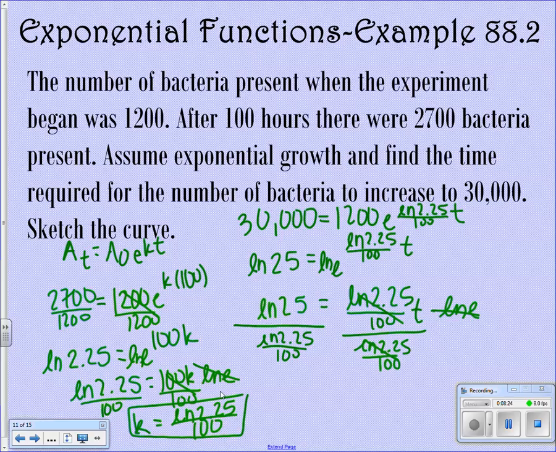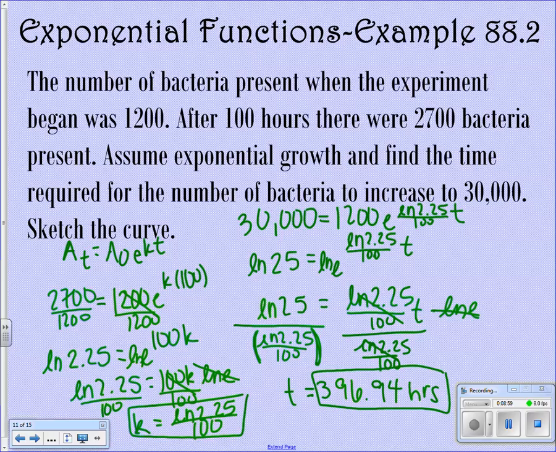So when you plug that into your calculator, you have to be careful and make sure that when you divide, you put a parentheses around this part so that it divides by the whole thing. So do ln of 25 and close your parentheses, and then divide by parentheses ln of 2.25, close parentheses, over 100, and close those big parentheses. And so you should get, for your time, 396.94. And it was hours, because it said 100 hours, so we've got hours. So that would be your time.